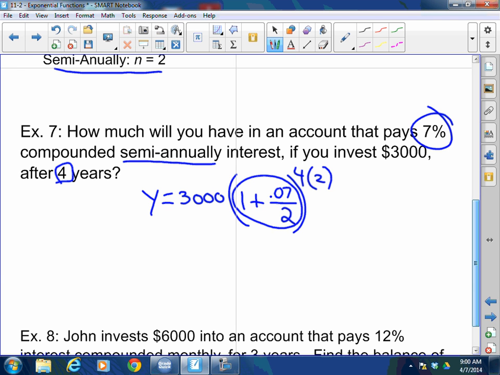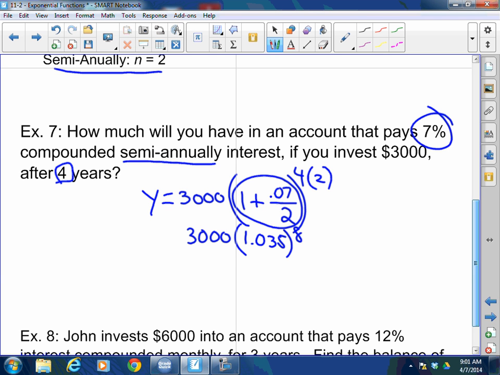Be careful. If I were you, I would first calculate what that was. So 0.07 divided by 2 is going to be 0.035. So this is 3,000 times 1.035 to the 8th power. So let's go ahead and see if we got our math right. 3,000 times parentheses 1.035 parentheses to the 8th power.